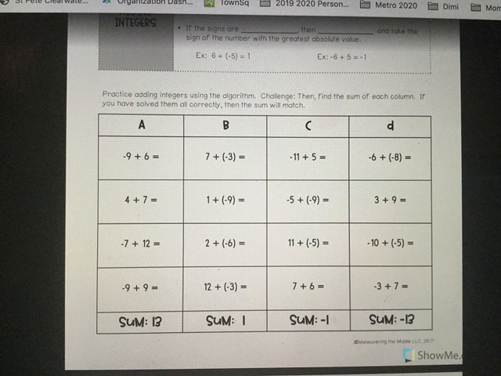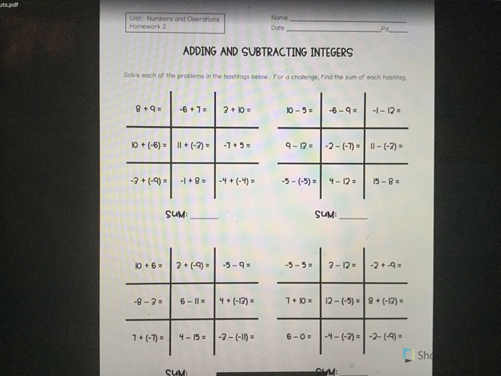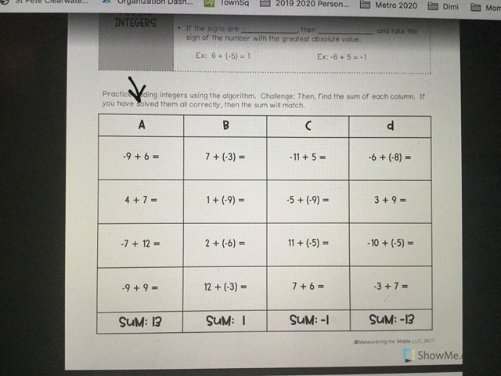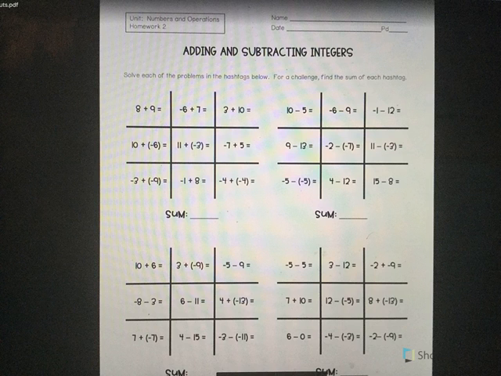Okay, so for homework, I told you you did not have to do this or this, but you did have to do this page. Well, today's homework, we're going to go back and finish student handout 2. So you should have completed the homework assignment. So now we're just going to complete A, B, C, D, and if you go here, E, F, G, and H. And I'm going to do some of the homework problems just so you can get used to what it is. It says solve each of the problems in the hashtags below. For a challenge, find the sum of each hashtag.